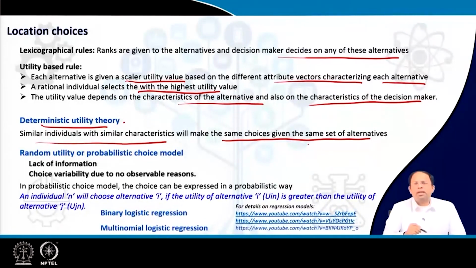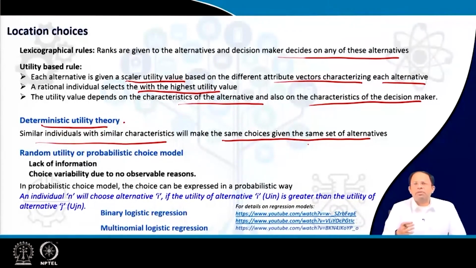But random utility, or probabilistic choice model, talks about that, yes, utility is highest. That means that a person should choose the one with the highest utility, but he doesn't do that every day, right? So there are two reasons for it. One is he may want variability. That means I don't want to do it every day. I want to do some different alternative.